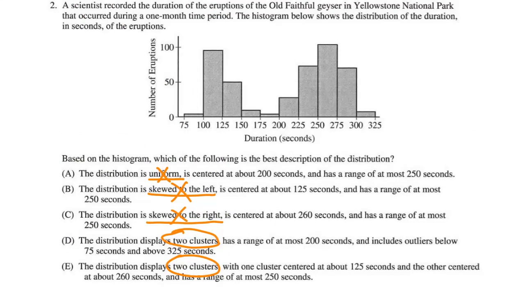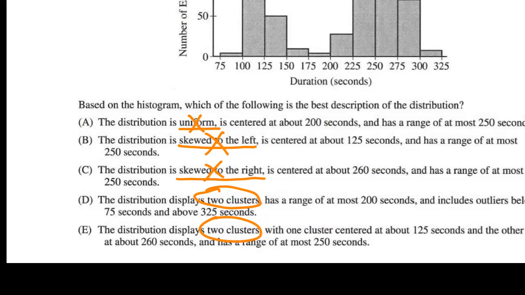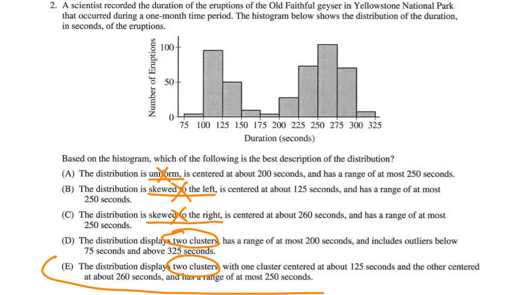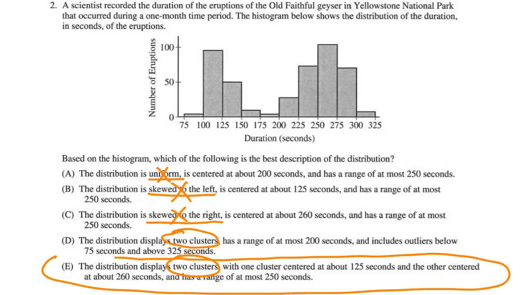And then we have 2 clusters with a range of at most 200 seconds and includes outliers below 75 seconds and above 325 seconds. Well, if you look at the bar chart, there's no data that's below 75 or above 325. So it's not option D. This would be E. So far, so good? All right, let's look at number 3.